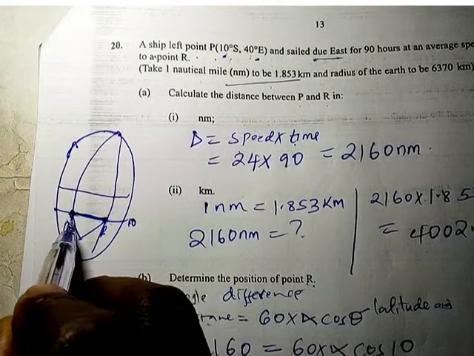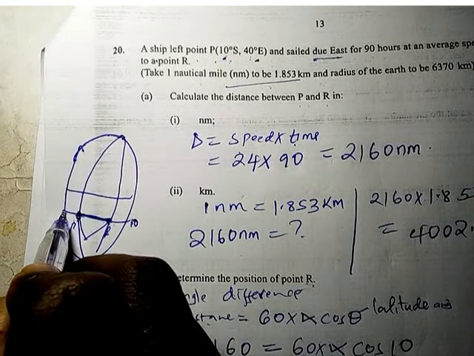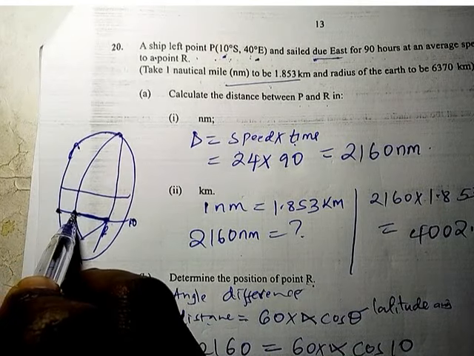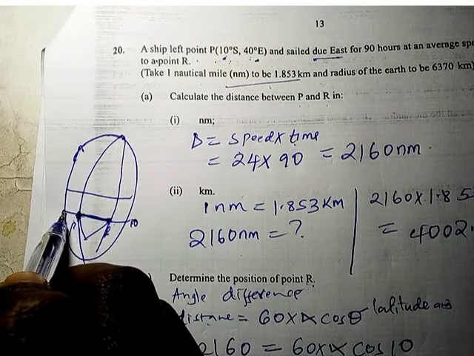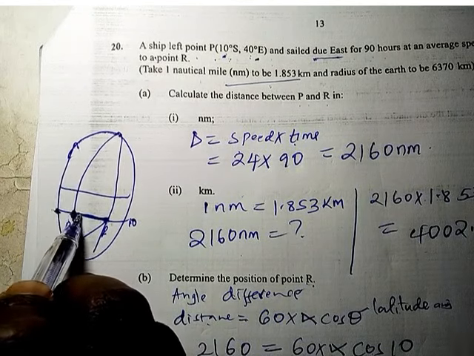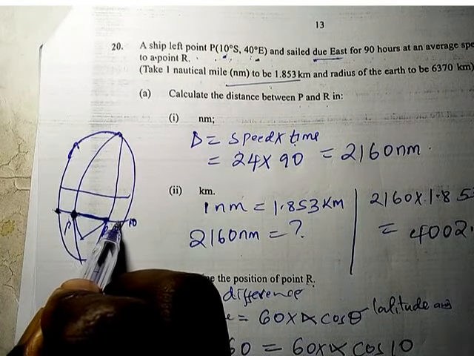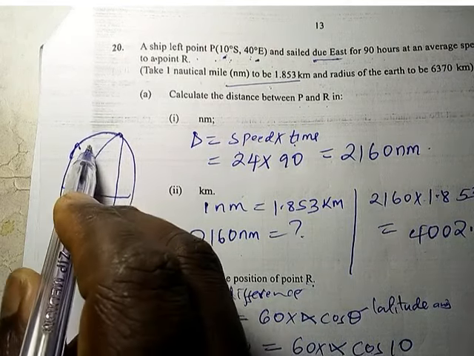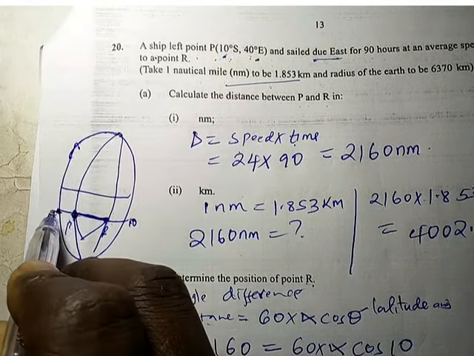If point R is to the west, to get the time at this point, we subtract. So from 11, we are going to subtract. When you move along the same latitude to a different longitude to the west, we are going to subtract.